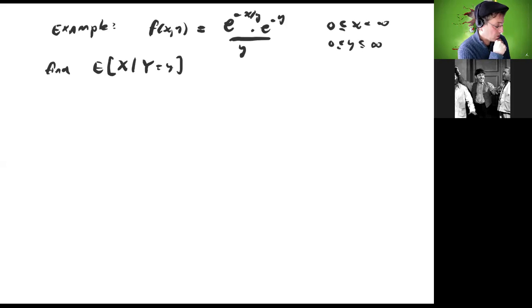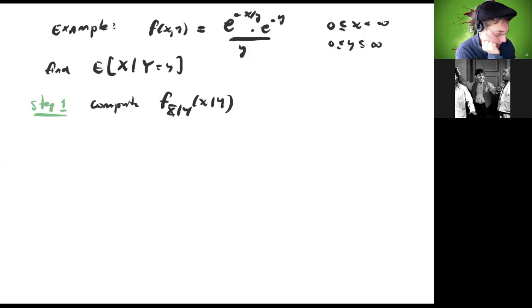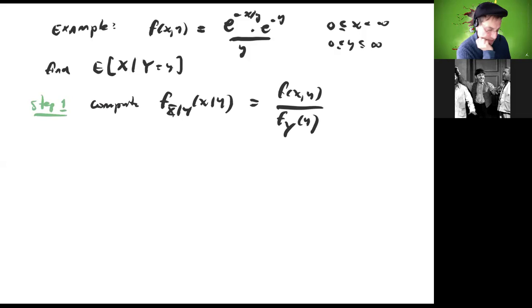Okay, so let's compute this. How do I compute? Step 1 is let's compute the conditional density function. So, recall, that's f of x y, the joint density function over the marginal density function. Now in order to do that, we know what the numerator is, that's given to us up on top. It's just the denominator we have to compute. So what is f sub y of y?